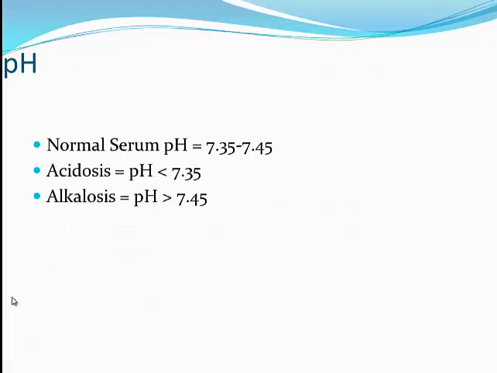So a normal pH is 7.35 to 7.45. If it's acidotic, your pH is less than 7.35. If it's alkalotic, your pH is more than 7.45. Now, your ideal pH is 7.4. So if you are nearing the lower end of normal or the upper end of normal, then you know that your patient may be becoming either acidotic or alkalotic.